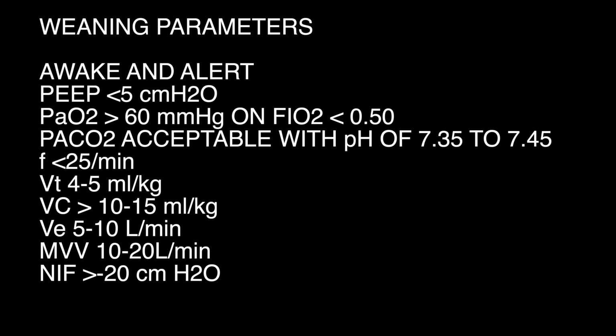Weaning parameters: awake and alert, PEEP less than 5 cm of water, PaO2 greater than 60 mm of mercury on FiO2 less than 0.50, PaCO2 acceptable with pH of 7.35 to 7.45, F less than 25 per minute, VT 4 to 5 milliliters per kilogram, VC greater than 10 to 15 milliliters per kilogram, VE 5 to 10 liters per minute, MVV 10 to 20 liters per minute, NIF greater than or equal to 20 centimeters of water.